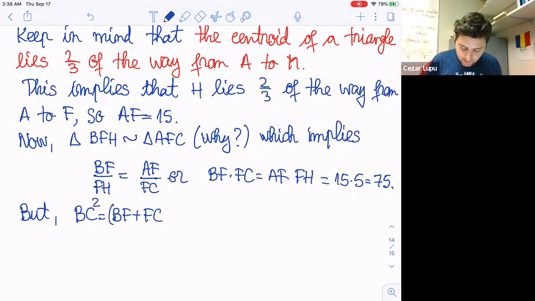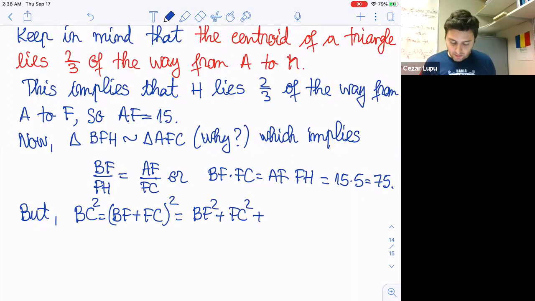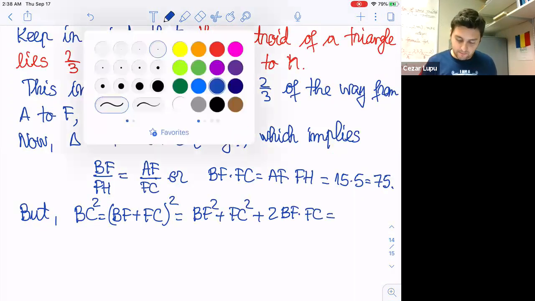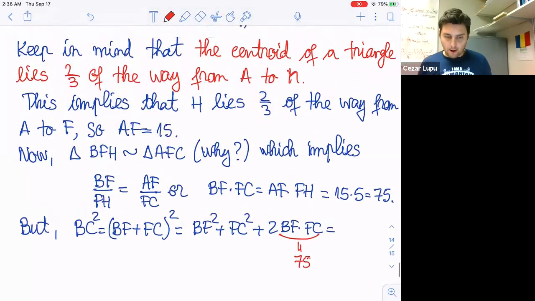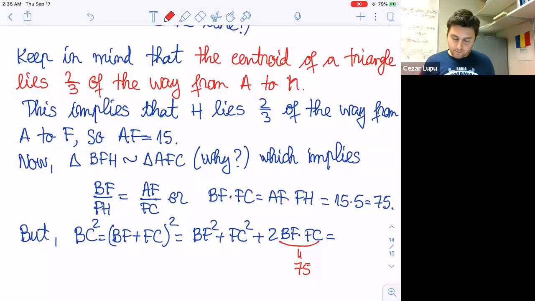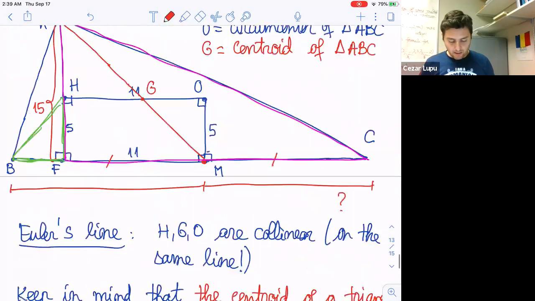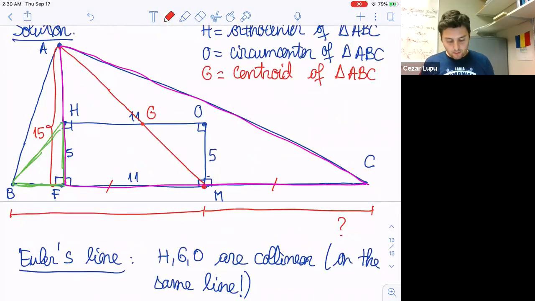And now let's square this. So this would be BF squared plus FC squared plus 2 BF times FC. I already know this guy here. This guy is 75. And now let's see. But maybe that's not the BF squared. Can we look at BF squared? Oh my. BF squared.